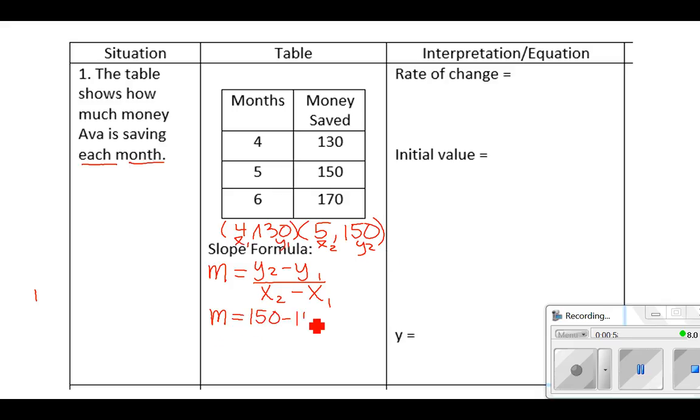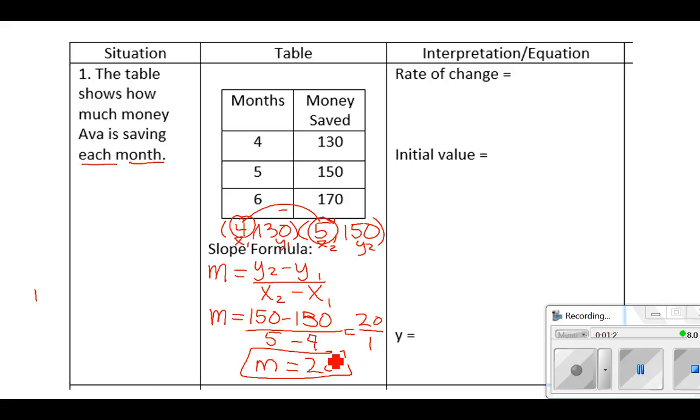150 minus 130 over 5 minus 4. And that is going to equal 20 over 1. So m equals 20, because that's how much money she's going to save every single month.